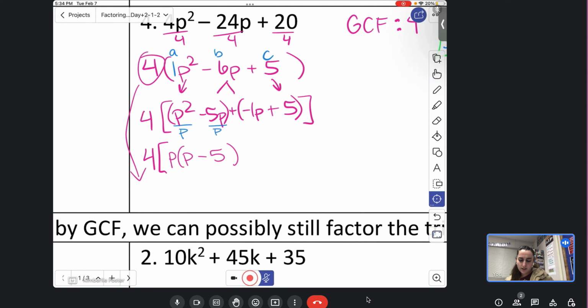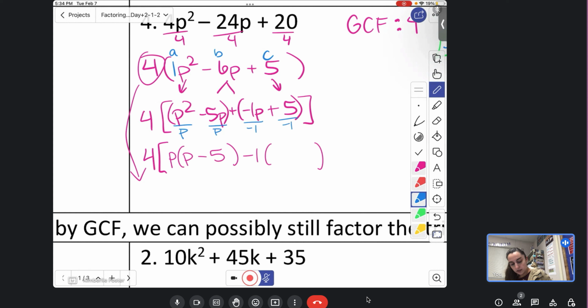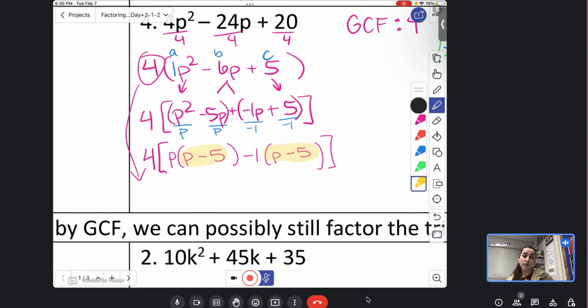Well, I notice I have a negative 1 in front of the p, and I need that to be a positive 1. Then I notice I have a positive 5, and I need a negative 5. So that tells me I need to factor out a negative 1. Okay, so what does that look like? I'm dividing both terms by negative 1. So I'm left with p minus 5 in my parentheses. Okay, and I know I'm good because p minus 5 and p minus 5 are the same, right? When we're grouping, those should be the same.